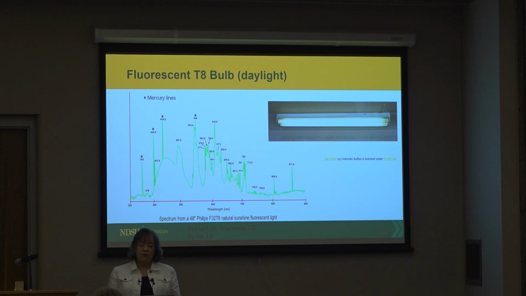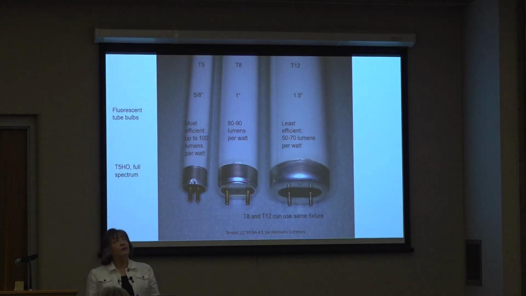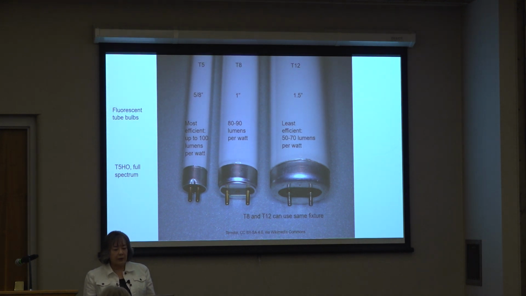Here is a spectrum for a particular fluorescent T8 light bulb. As we look at the spectrum here, you'll notice that between 400 and 500, so this is the blue light area, there's a nice big spike. So this works quite nicely, and then we've got a fair amount of red light in this spectrum. This is a fluorescent T8 bulb with a natural sunshine or daylight spectrum, and that works very, very nicely for lighting seedlings.